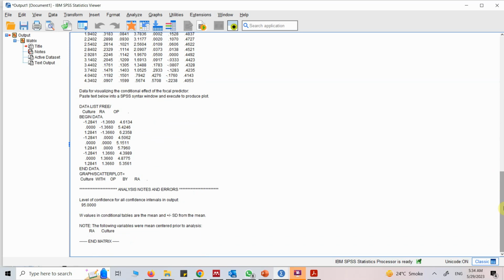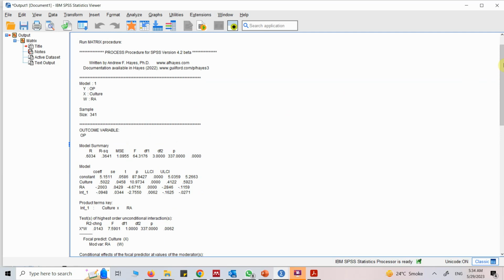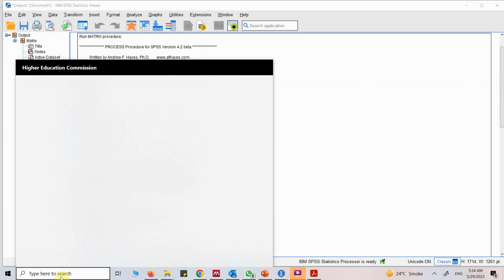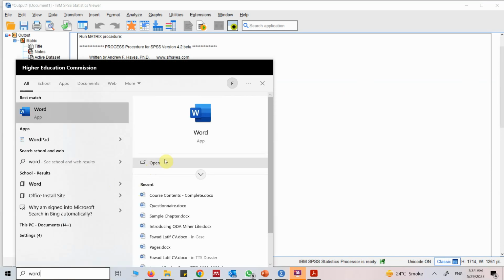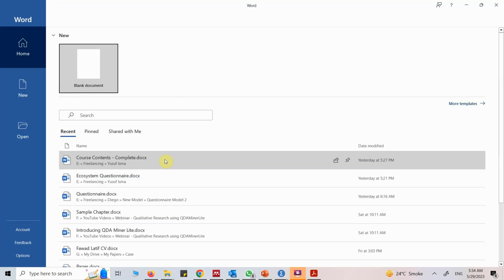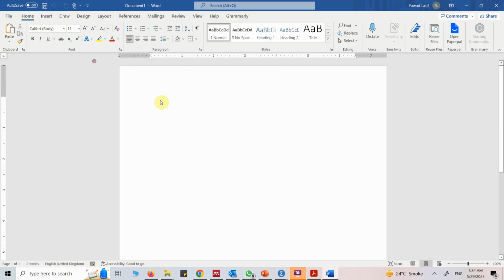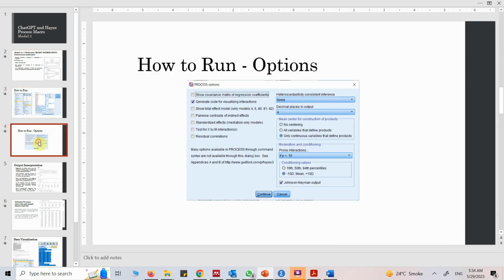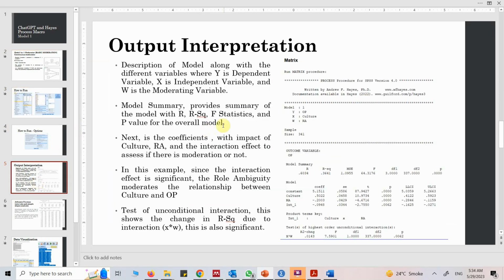And we are going to look into all these results, but stepwise. Let's copy this into Word so that we can easily understand it. Now here are the results. So we have already ran our analysis and this is the output. So description of the model, we have already discussed this.